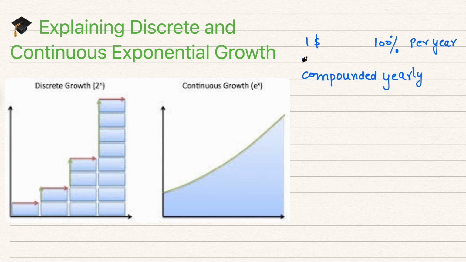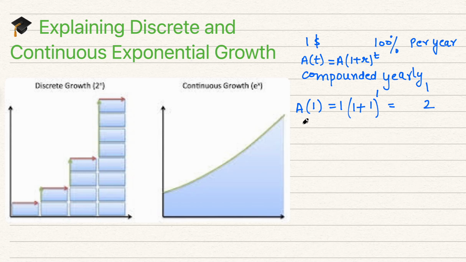So our formula is A(t), that means amount after time t, is equal to initial amount 1 plus r raised to power t. Now amount after 1 year, when it is compounded yearly, is initial amount 1 plus 100%, which is 100 upon 100, which is 1, raised to power 1. You are going to get interest once in a year. That means $2. Initially it is $1, so after 1 year, you get $2.